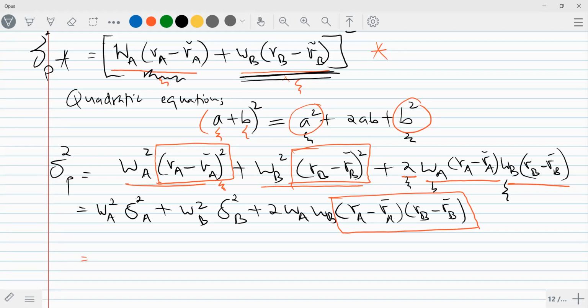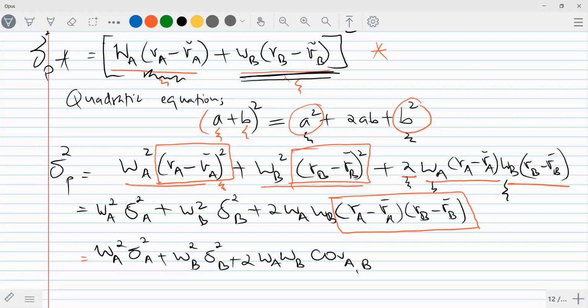Therefore, you can see our equation will be: weight of asset A squared, variance of asset A, plus weight of asset B squared, variance of asset B, plus 2 weight of asset A, weight of asset B, covariance between A and B. And that's how we get the risk of the portfolio. That's the equation we use when getting the variance of the portfolio.